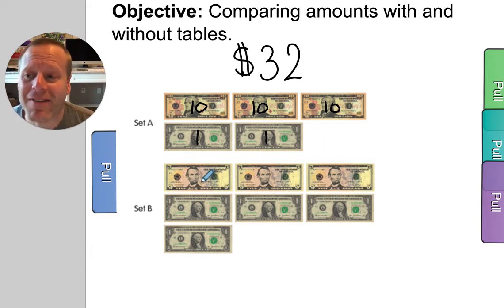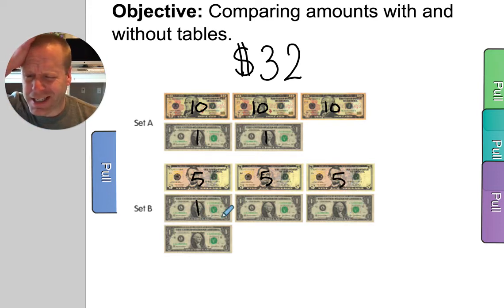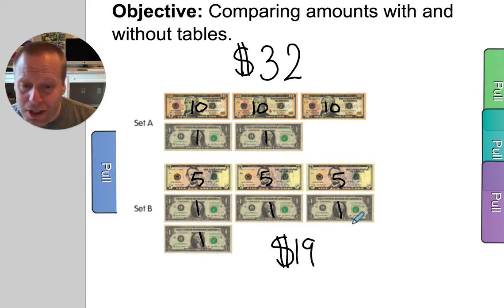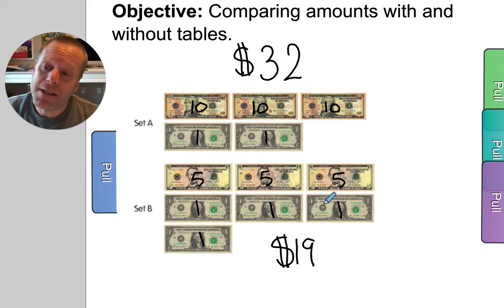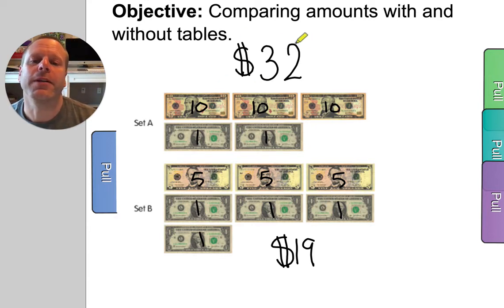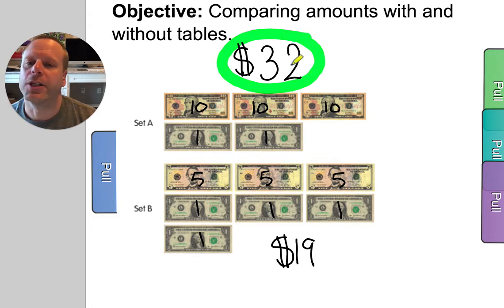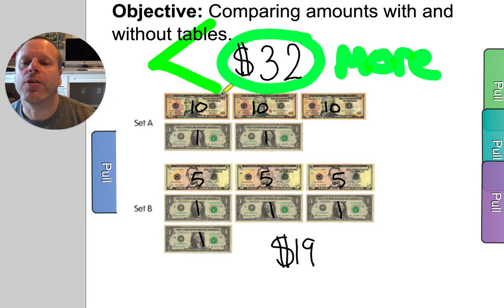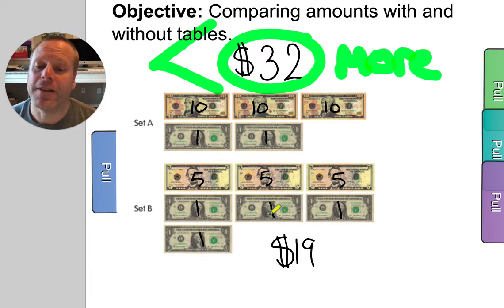Down here, though, I don't have any tens. I have 5, 10, 15. I'm going to hold that in my head. 16, 17, 18, 19. So interesting, huh? If you look at this, this looks like more money, but it has smaller bills. This is the bigger one. I'm going to go ahead and say bigger. This one is more. This one is greater than, right, than this other one.